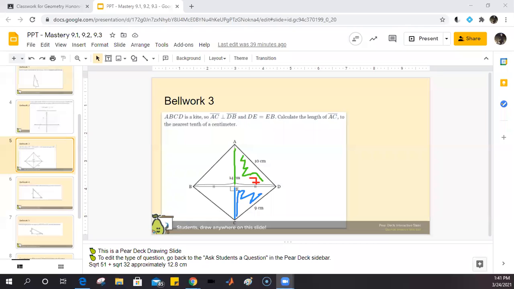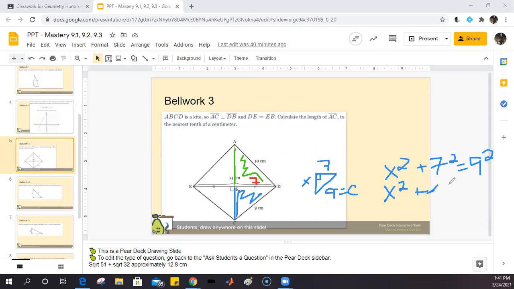Okay, so let's do that. Blue triangle, what do we got? We got a 7 here and a 9 here, and the thing we don't know here. So A squared plus B squared equals C squared. The C here is the 9, so X squared plus 7 squared is equal to 9 squared. 7 squared is 49, 9 squared, 81. Subtract those, and we get X squared equals, what's 81 minus 49? 32. Square root both sides.